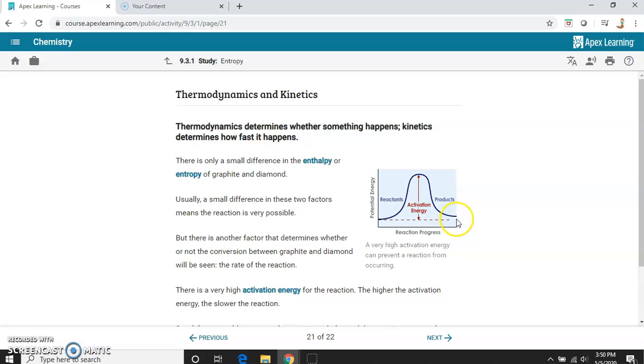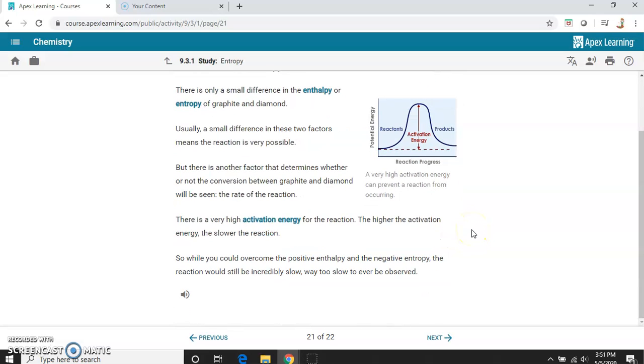You've seen this graph before in previous lessons or studies. You have the reactants and the products, so the energy of what it starts with and what it ends with. But there's a high activation energy for the reaction to actually occur. The higher this is, the slower the reaction. It's got to go through this to make it to the other side. So carbon in your pencil may start here, but it requires a lot of this activation energy to get to the other side, which, just looking at the end, doesn't look like a big difference, but you have to go through something to get there. So it's incredibly slow, way too slow to ever be observed.